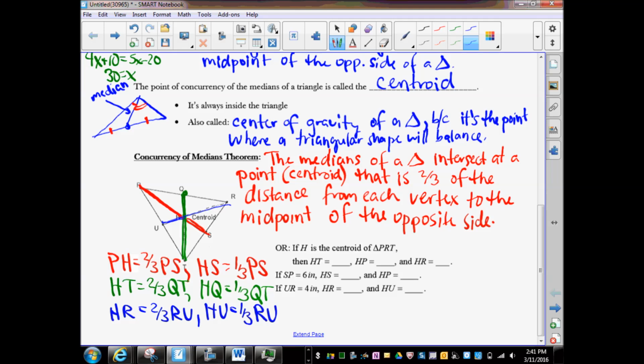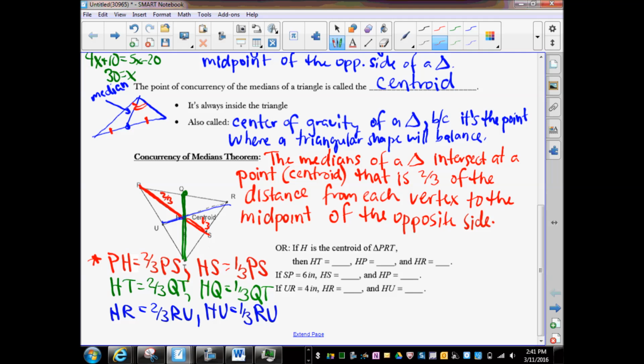Alright, now that next part. We can think of it this way. Instead of saying PH is 2/3 of the whole thing, let's think about it this way. Going back to my first statement, PH is 2/3 of the whole thing, right? So this is 2/3 of my whole distance. And PS is just 1/3 of the whole distance. So this is 2 parts of the whole distance, this is 1 part of the whole distance. So would you agree with me that I could say that PH is twice the length of HS?